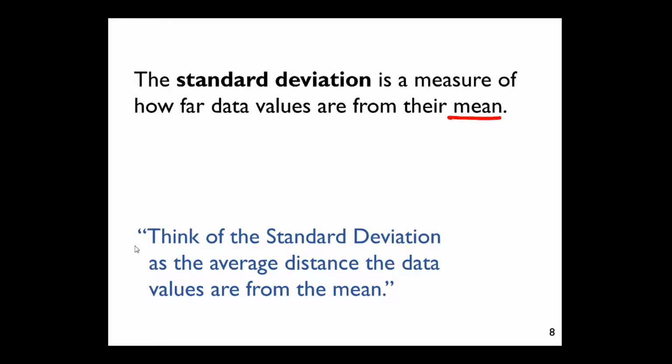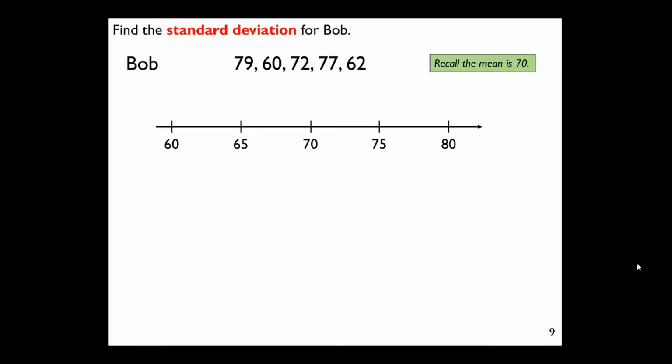This next statement I put in quotation. This is not an accurate statement. Well, let me just read it. Think of the standard deviation as the average distance the data values are from the mean. So the average distance each of the data values are from the mean. This is not the definition or the exactness of the standard deviation, but this is how I like my students to think of the standard deviation. It's pretty close, but mathematically, it's not how you calculate it. It's not what the standard deviation is, but think of it as the average distance the data values are from the mean.